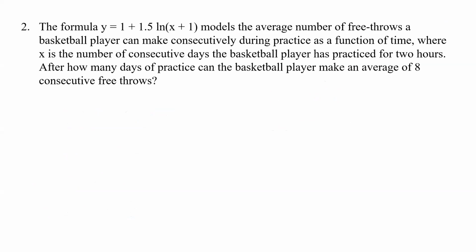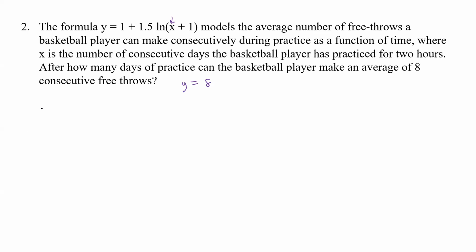So the next one says the formula y equals 1 plus 1.5 times ln of x plus 1 models the average number of free throws a basketball player can make consecutively during practice as a function of time, where x is the number of consecutive days that player has practiced for 2 hours. And so after how many days of practice can the basketball player make an average of 8 consecutive free throws? Well, that means we want y to be equal to 8. And so what we want to do is solve for x, which is going to be our time in days.